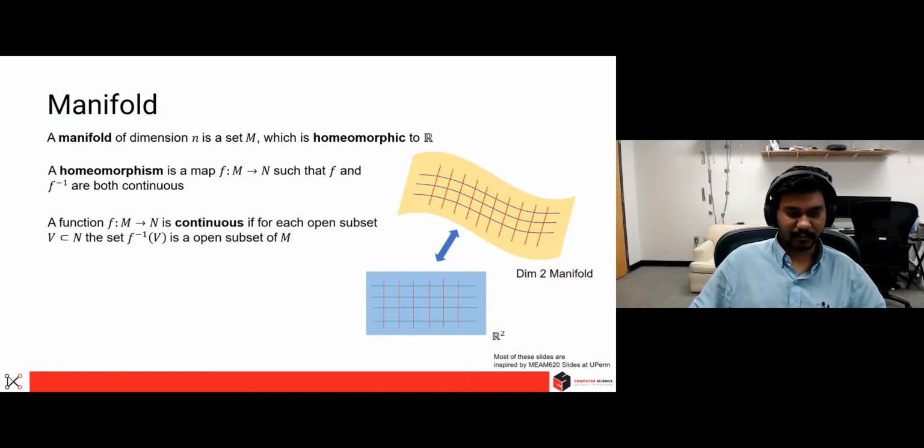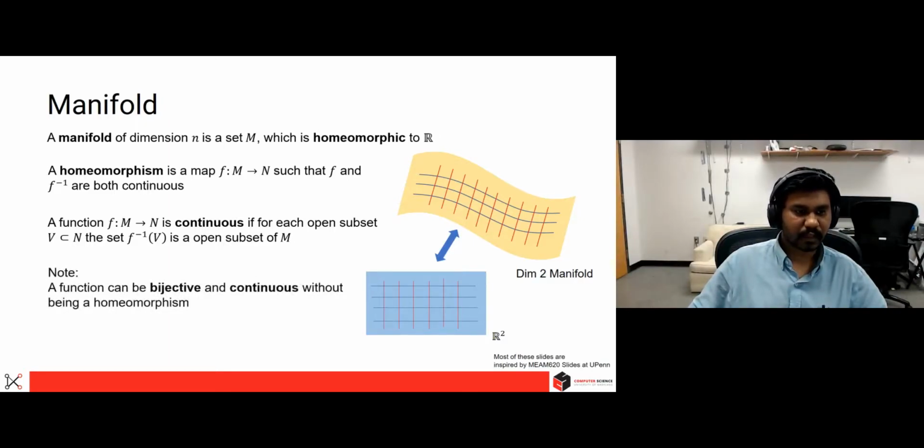A function F which again maps you from M to set N is continuous if for each open subset V which belongs to N, the set F inverse of V is an open subset of M. Take a moment to think about what that is. Also note that a function can be both bijective and continuous without it actually being a homeomorphism. Why is this all important? We'll come to that in a little bit. If you don't understand something in this slide, pause the video, go read about it from Wikipedia or any other source, and come right back.